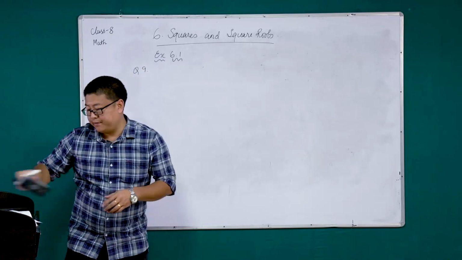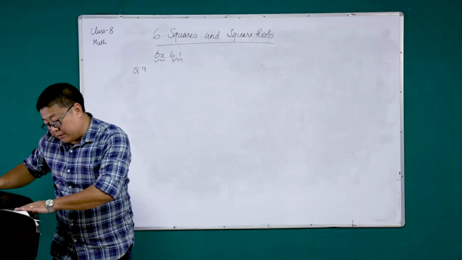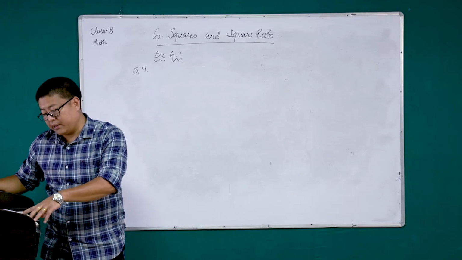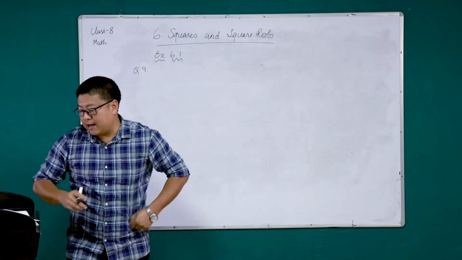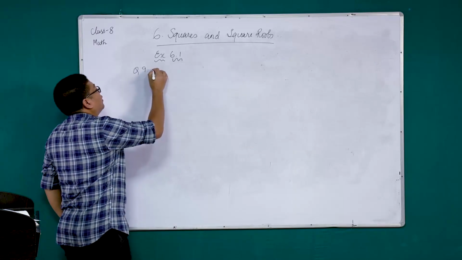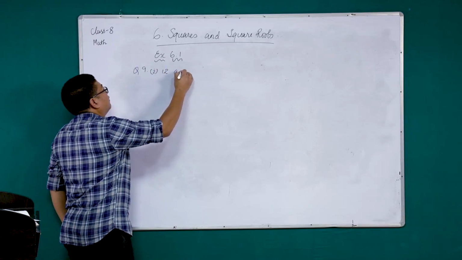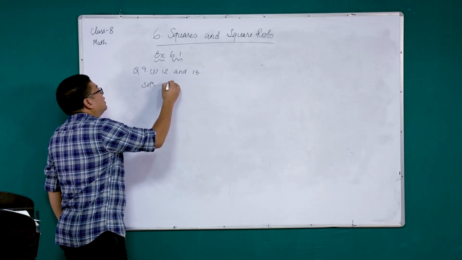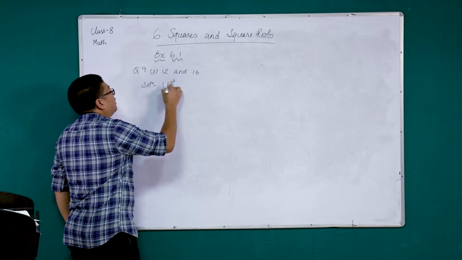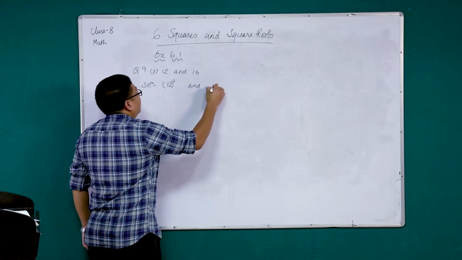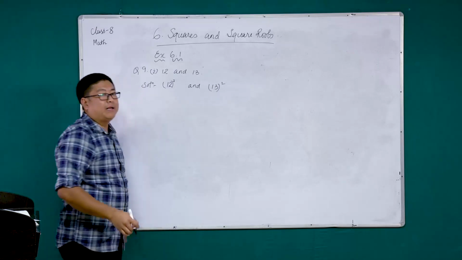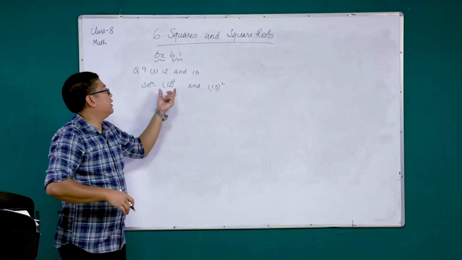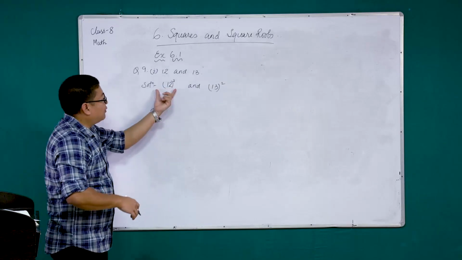Question number 9. How many numbers lie between squares of the following numbers? How many numbers lie between the squares of 12 and 13? That means between 12 square and 13 square, how many numbers are there between these two? They are asking us how many numbers are there between the square of 12 and square of 13.